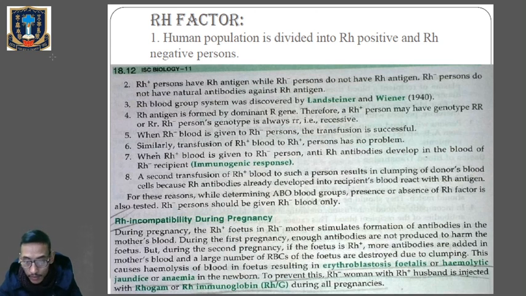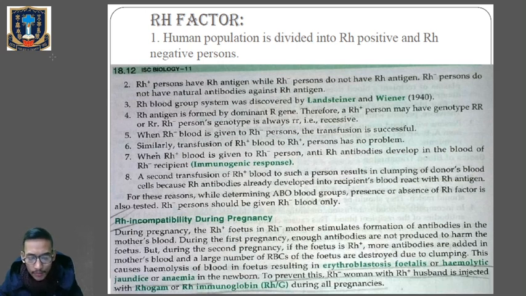Okay, so very carefully. During pregnancy, if the fetus is Rh positive, listen very carefully, during pregnancy, if the fetus is Rh positive and the mother is Rh negative. That means the mother is Rh negative and the developing fetus is Rh positive. At this time, in the first pregnancy, there will be formation of antibody in the mother's blood. Clear? So during the first pregnancy, enough antibodies are not produced, so there will be no harm to the fetus.